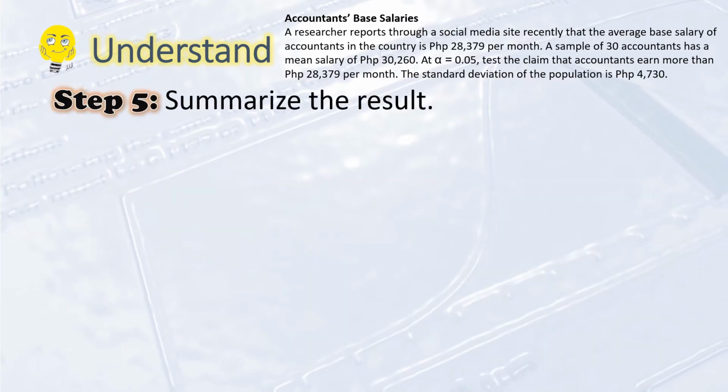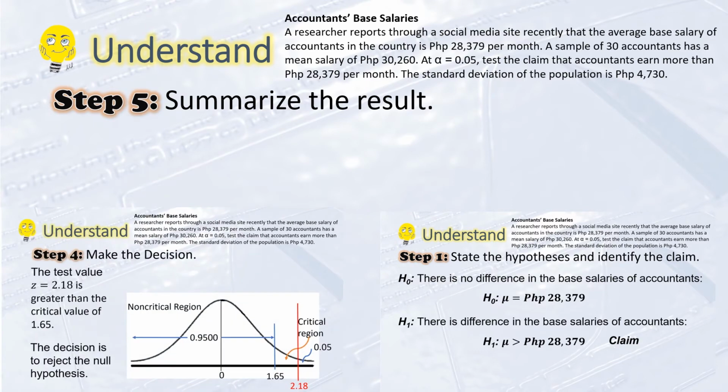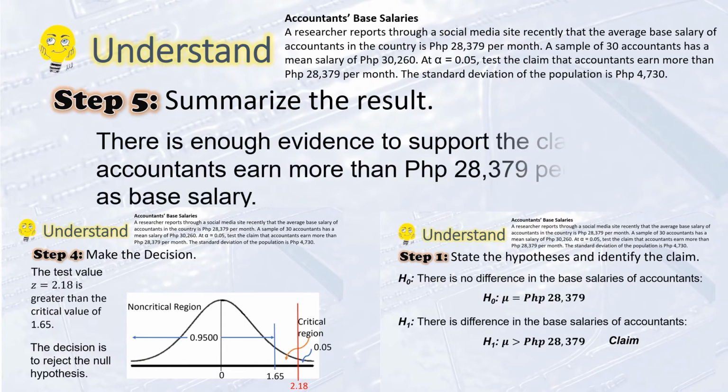For the last step, we summarize the result. Recall that in step 1, the claim is the alternative hypothesis, that is, there is a difference in the base salaries of accountants. And in step number 4, recall that we rejected the null hypothesis. Therefore, our conclusion: there is enough evidence to support the claim that accountants earn more than 28,379 pesos per month as base salary.